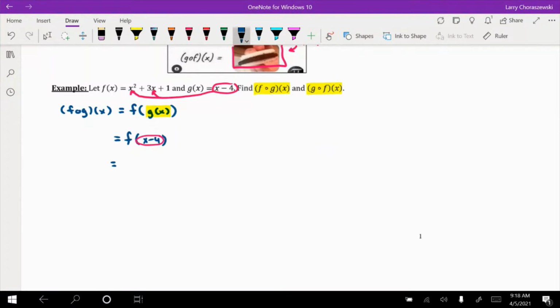Okay? So instead of x squared, it's going to be x minus 4 squared. Instead of plus 3x, it's going to be plus 3 times x minus 4. Then nothing to plug in with the plus 1. We'll just have to write it back down. Okay, so you guys see what I did there?